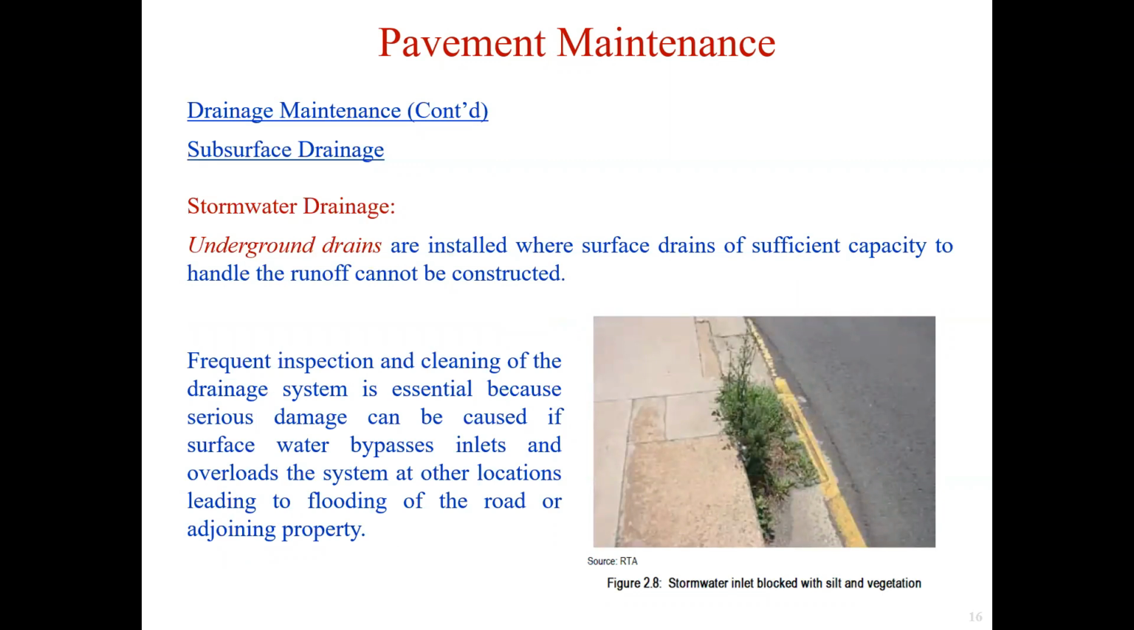Underground drainage systems are rare in a rural situation, but are common in urban or built-up areas. Stormwater drainage or underground drains are installed where surface drains of sufficient capacity to handle the runoff can't be constructed. Blockages occur when silt and other debris block the pipe inlets or the pipes. Frequent inspection and clearing of the drainage systems is essential, as otherwise serious damage can be caused, such as flooding of the road itself or any other properties.